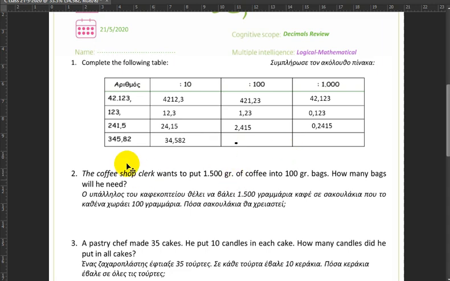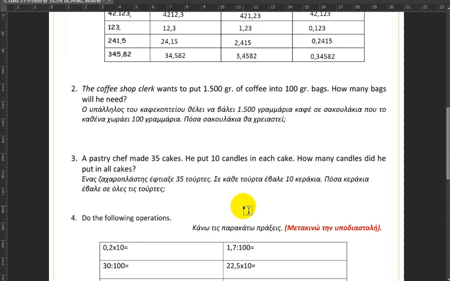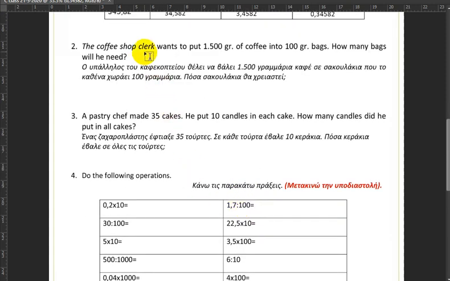Then it needs to move two places to the left, so 1, 2 comes between the 3 and the 4, so 3.4582. Then it needs to move 3 places to the left, so 1, 2, 3 comes right in front of the 3, so we get the point, and then all the rest of the numbers. And as we've said before, no number can start with a decimal point, so we put a 0 in front of it. All right, let's move on to the problems.